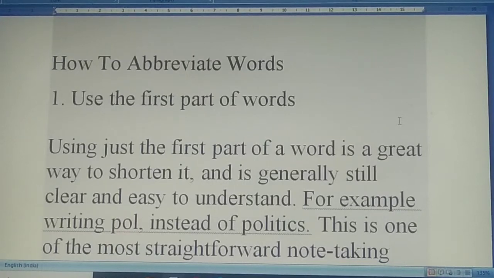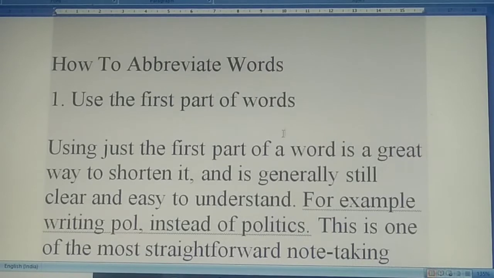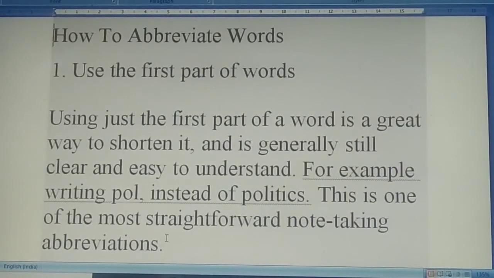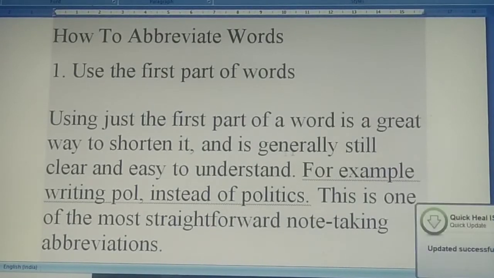Good morning, children. So let us have a recap of how to abbreviate words. It is a part of note making. You remember, children, so that you don't make any errors. That is the reason I am doing this for your convenience. You have to go through this very carefully. Note down everything. So the first point: use the first part of words.